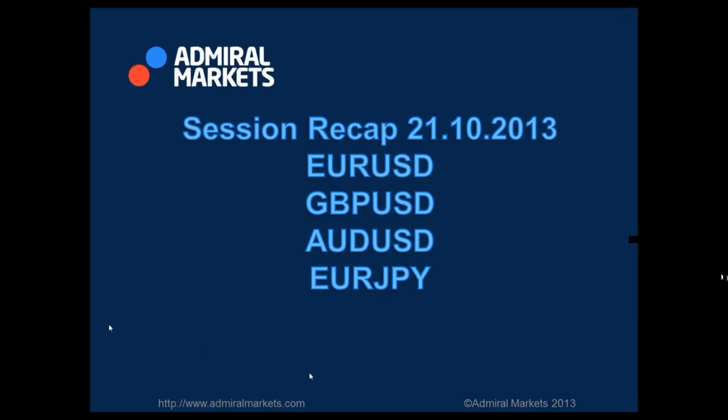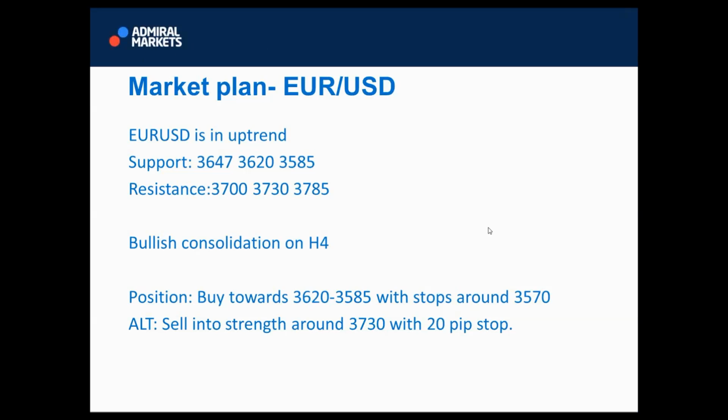Euro dollar. First is euro dollar, our favorite pair. It's clearly in uptrend. Those are supports: 34.47, 32.20, 35.85. Those are major supports. Resistance levels are 37, 37.30, and 37.85. Those are major resistance levels. So we have bullish consolidation for our time frame.